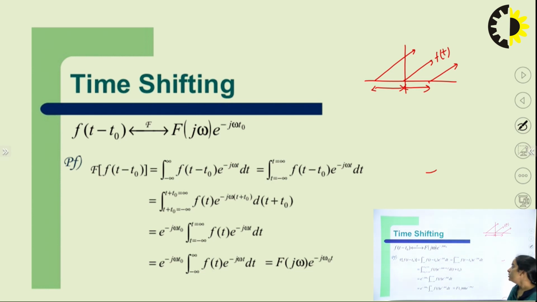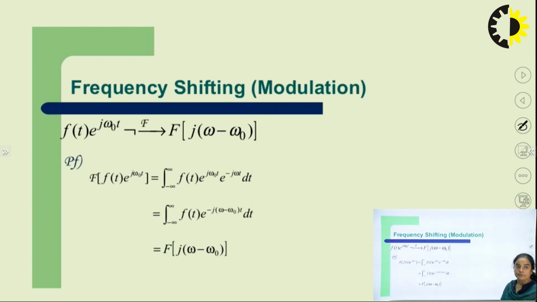Okay, so here this is the proof. Okay, so f(t minus t naught) e to the power minus jωt dt. So now if you take t minus t naught as another variable, you can write minus infinity to infinity f(t) e to the power minus jω(t plus t naught) dt. Again you are having the same value, so e to the power minus jω t naught into F(jω). Okay, so now this is the modulation property or frequency shifting property.